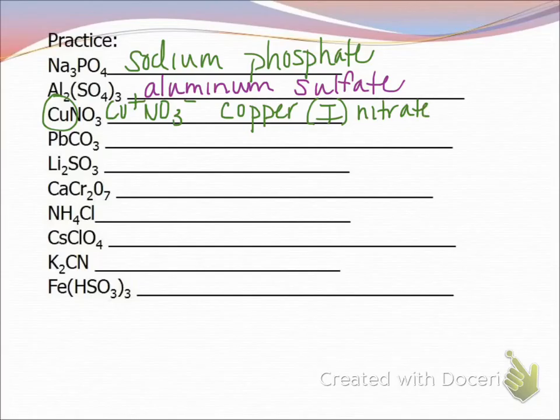Here we have Pb, so we know lead can be a +2 or a +3. I'm sorry, a +2 or a +4, but we know that carbonate is a -2, and the fact that it only has 1 lead means it's got to be lead 2. So that would be lead 2 carbonate.